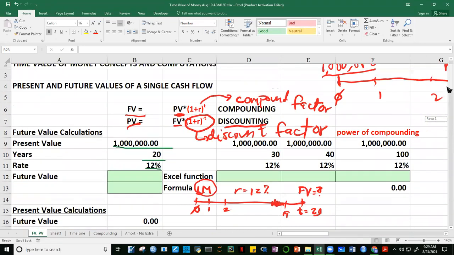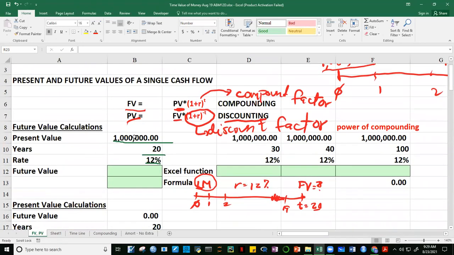We're given the present value of 1 million. And we'd like to know how much that 1 million will be in 20 years' time if the rate of return, the interest rate, is 12%. Very easy, we can use the formula. The future value is equal to the present value times 1 plus r raised to the t. We have the necessary components to compute the future value: 1 million is our present value, our r is 12%, and our t is 20.